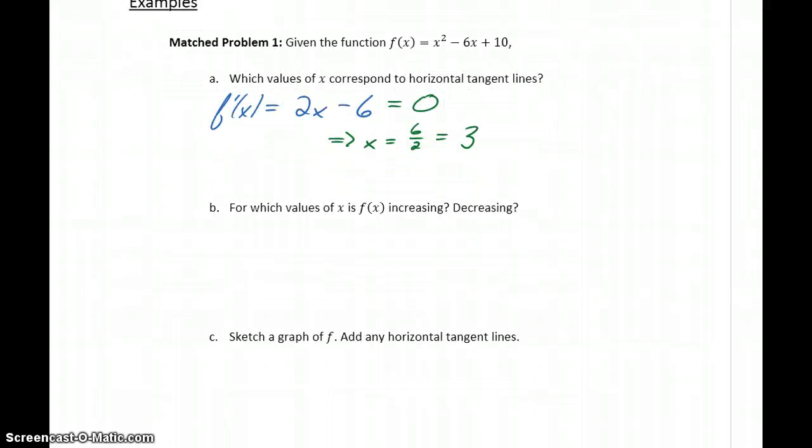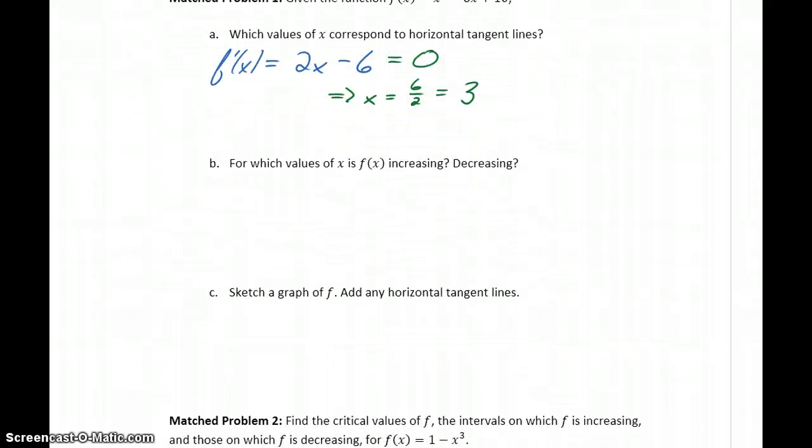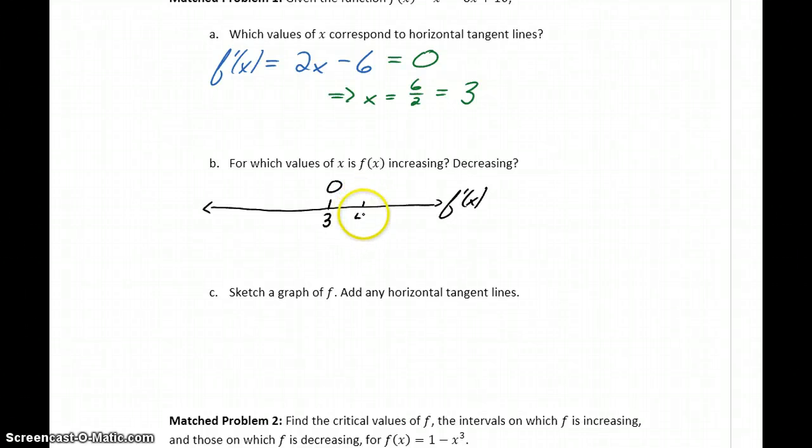Now we want to determine for which values of x our function is increasing or decreasing. So in part A, essentially what we found was a critical value, and in this case, our only critical value. So we want to construct a sign chart for the first derivative. At x equals 3, we're going to have a value of 0. So what we'll do is choose 2 test points on either side of that critical value to determine whether our function is increasing or decreasing in those ranges.